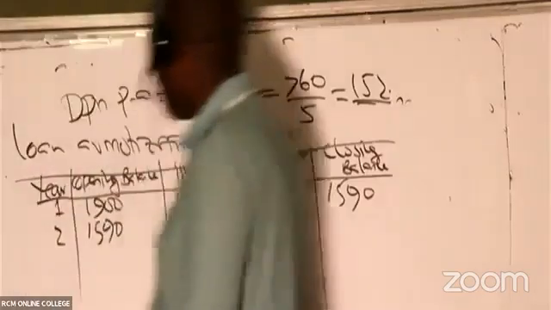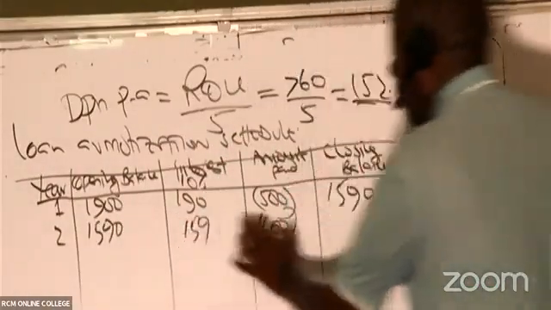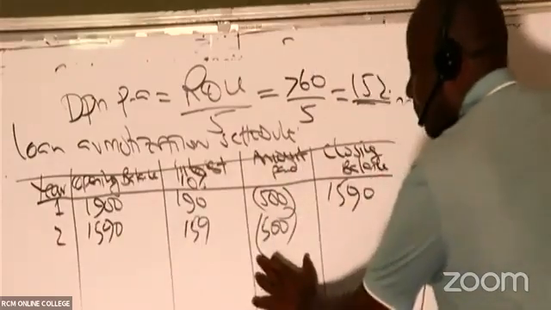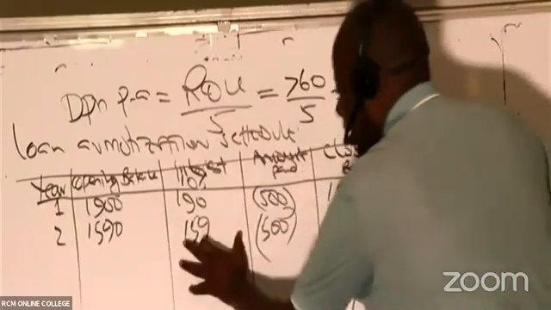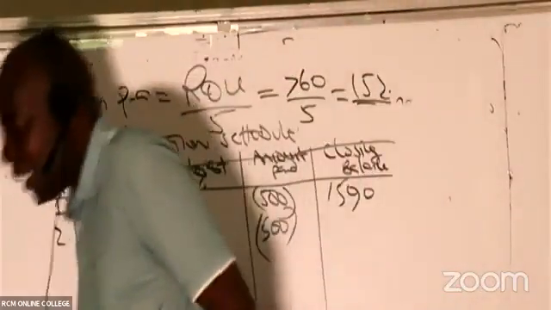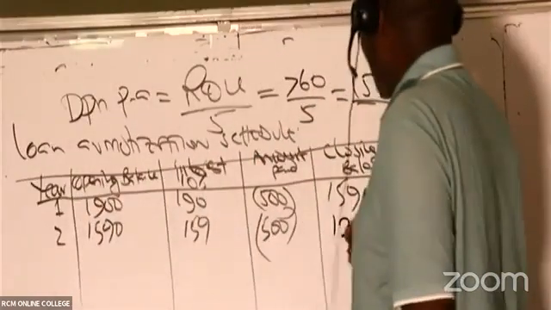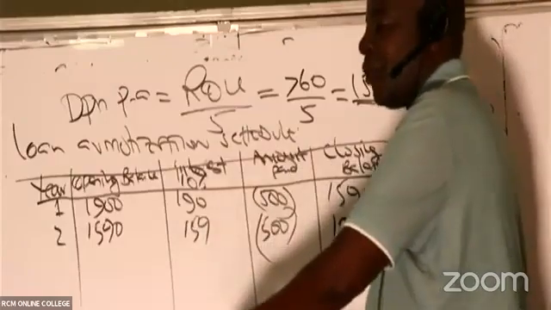So to get the closing balance, we are taking the opening balance plus the interest minus what has been paid. So then in that case here, we have 1249. Now, I will not continue to the end. It will be a waste of time.